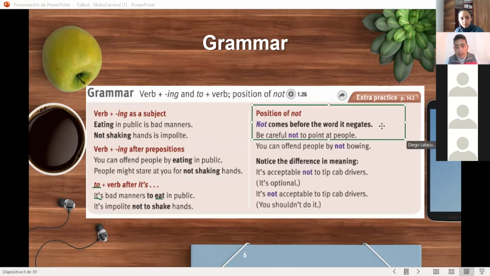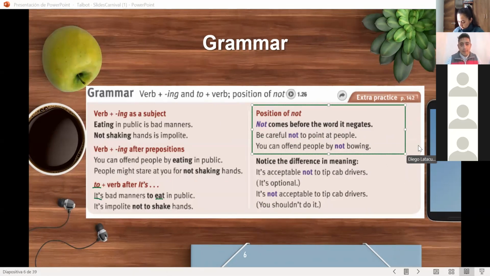I need someone else who can help me reading, just the first part of not. Position of not. Who wants to participate? Leo, please help me reading this position of not. Yes, position of not. Not comes before the word it negates.